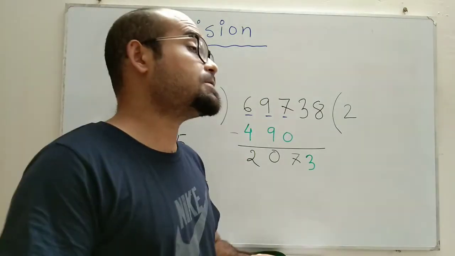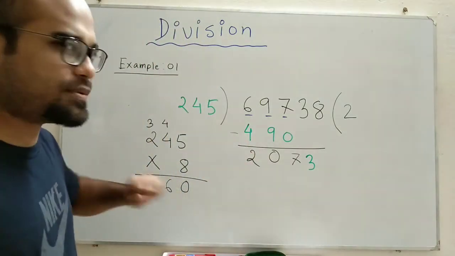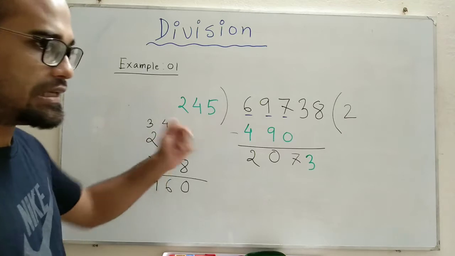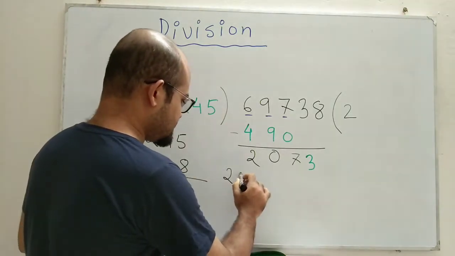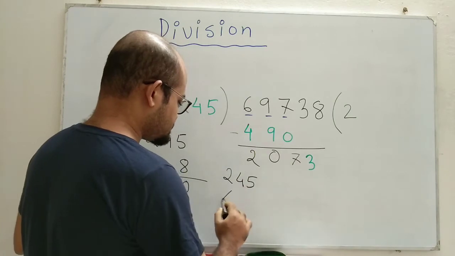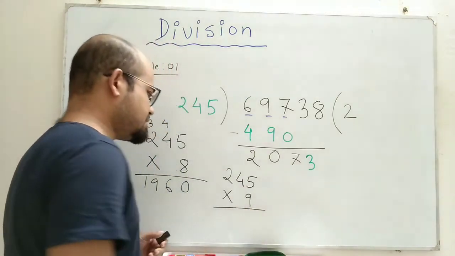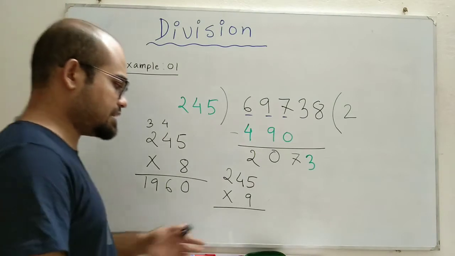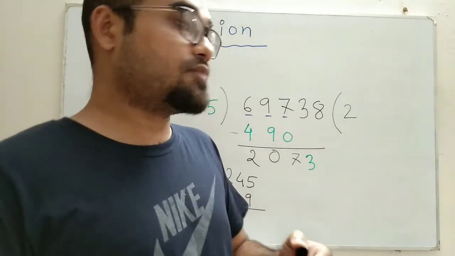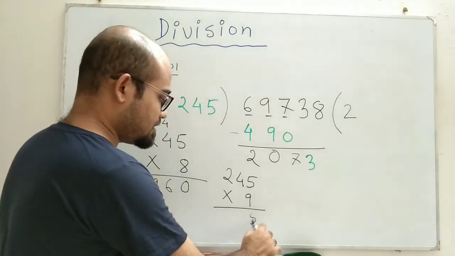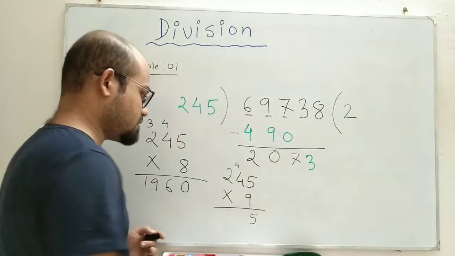Seems a good choice. But in order to put this choice on a firm footing, let us carry out one more step. Or let us carry out one more try. So let me multiply 245 by 9. What do I get? 9 ones are 9, 9 twos are 18, 9 threes are 27, 9 fours are 36, 9 fives are 45. I put 5 over here, carry 4 over here.